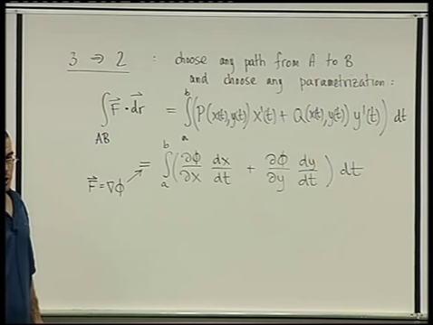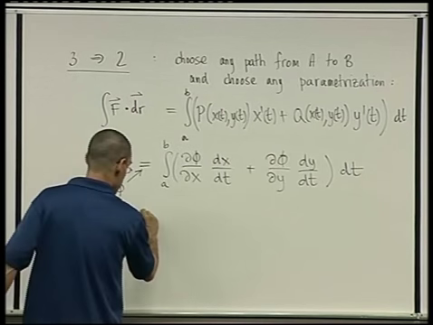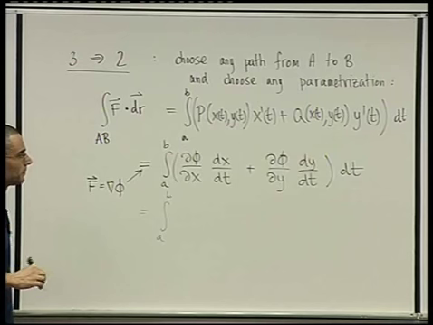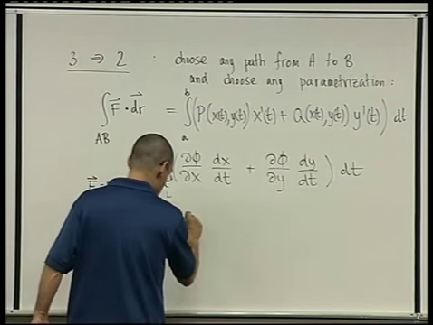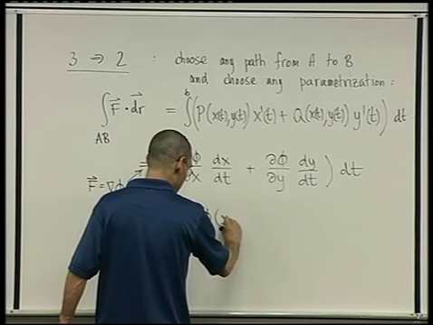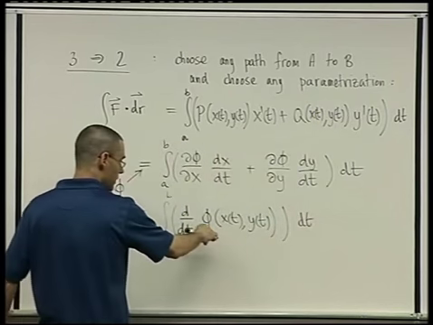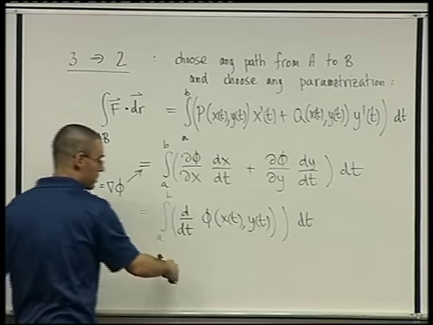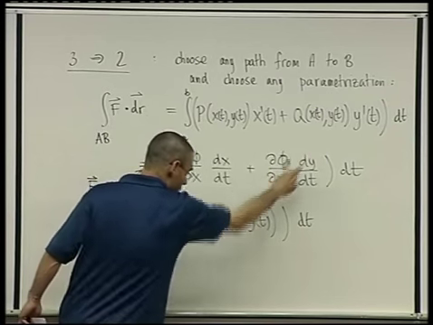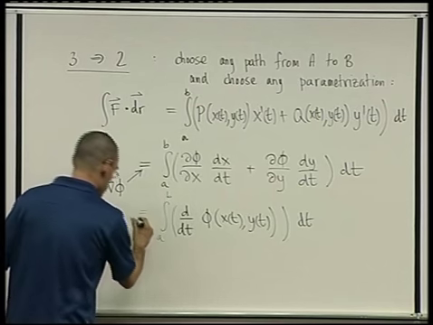Two words, starting with chain. Chain rule. Do you see that this looks like the chain rule? For what? For which function is it the chain rule? For the derivative of what with respect to what? It's the derivative d over dt of phi of x of t, y of t. Taking phi of x of t, y of t, its derivative with respect to t is the derivative of phi with respect to x times the derivative of x with respect to t, plus the derivative of phi with respect to y times the derivative of y with respect to t. Right? Does everybody see that? So this is chain rule.